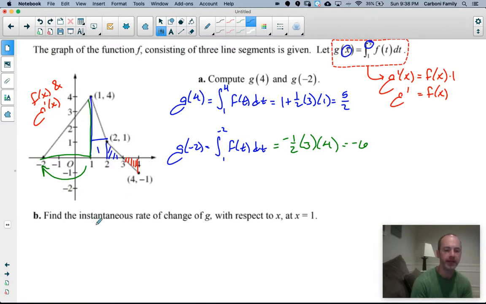Part B, the instantaneous rate of g, which is a very, very fancy way of simply saying g prime.